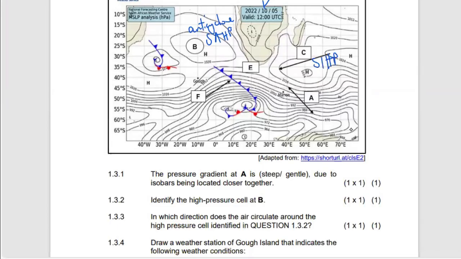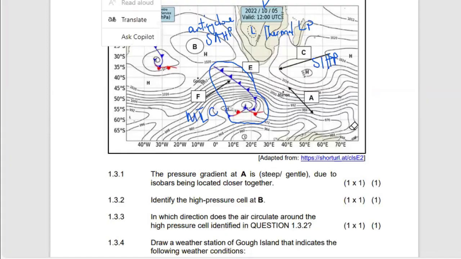Right. And if we check over the interior, there's an L here, which suggests that there's low pressure over the interior. This is what we call a thermal low pressure cell over the interior. Right. And also we are seeing this weather system here. The whole system is called a mid-latitude cyclone, the MLC.